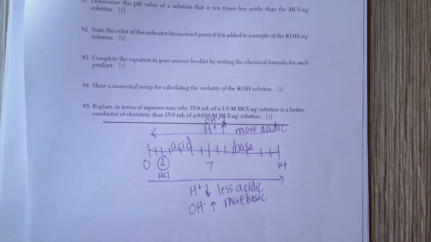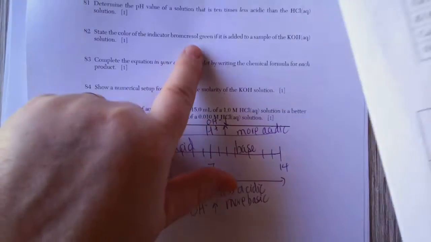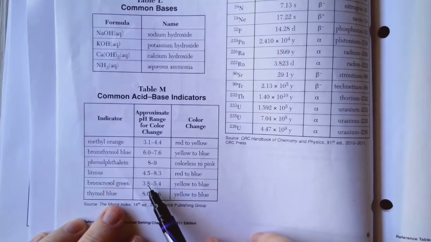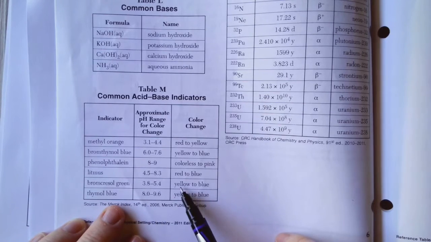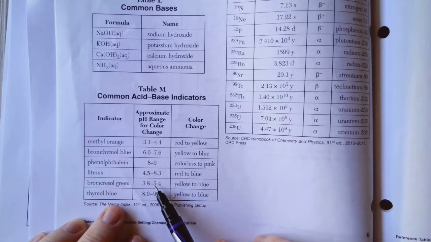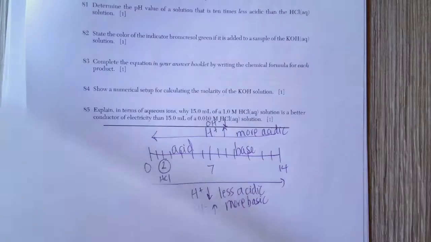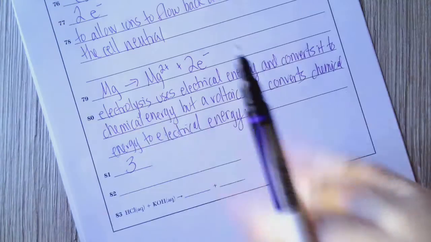Indicator colors are in table M. So let's go here. Brom-cresol, right? Brom-cresol green. So look at brom-cresol green. If the pH is below 3.8, it is yellow. If the pH is above 5.4, it is blue. So it's blue. Okay.